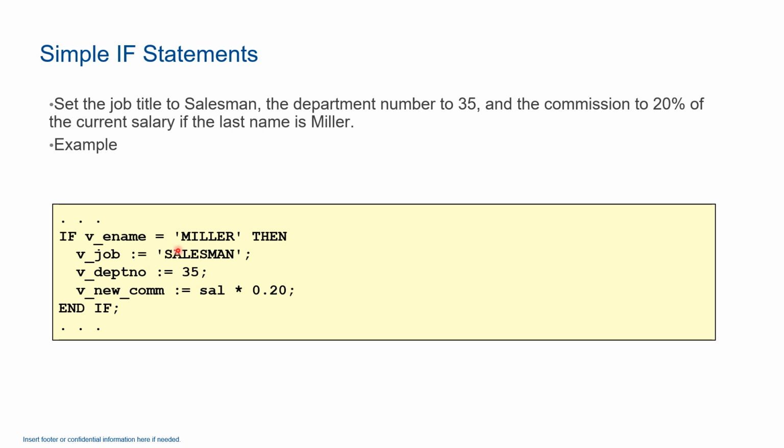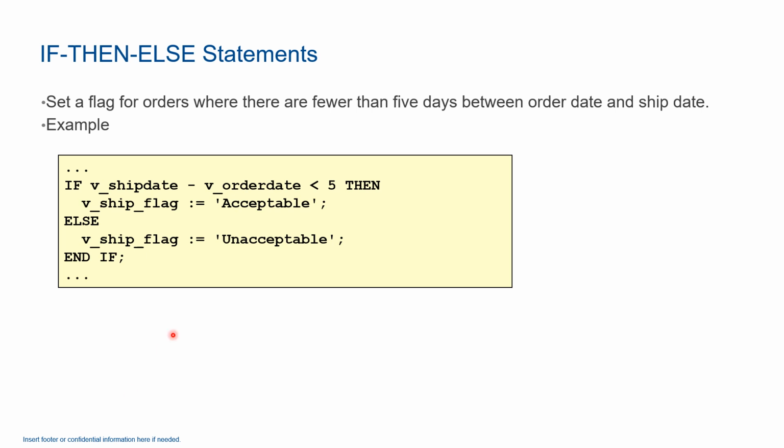So whatever the salary of that employee, it will be multiplied by 0.20, but the condition should be met. If the employee name is Miller, we have to set the job as salesman, the department as 35, and a new commission as salary times 20%. Okay, so set the job title to salesman, department number to 35, and commission to 20% if the last name is Miller. Got it?